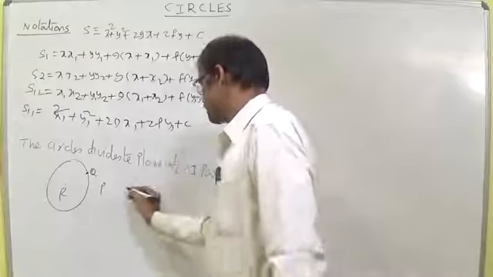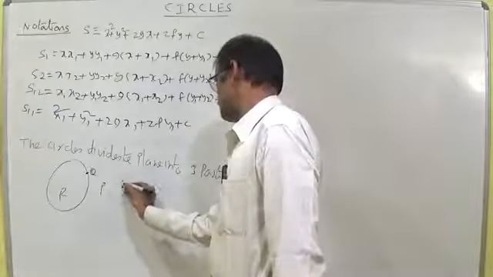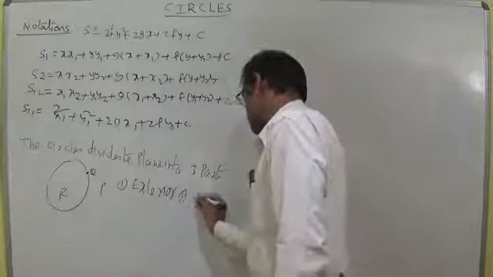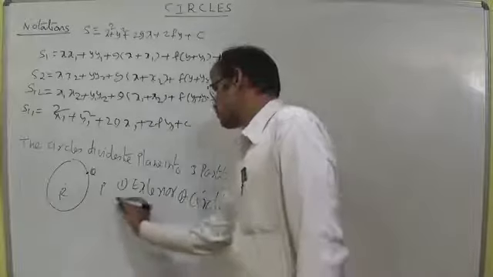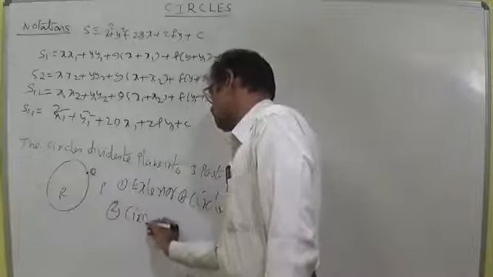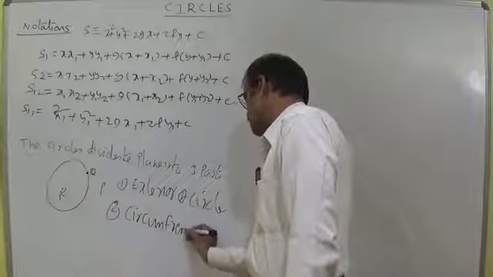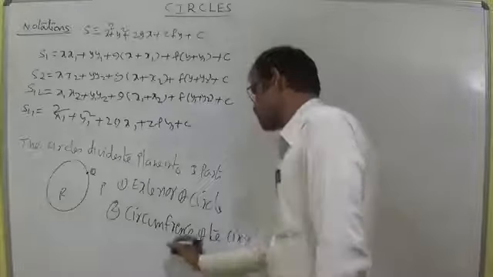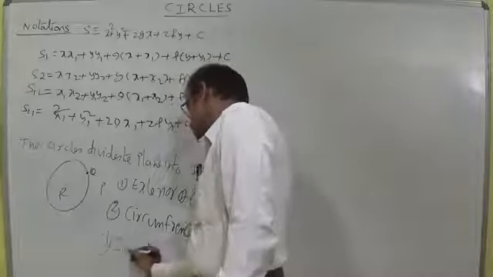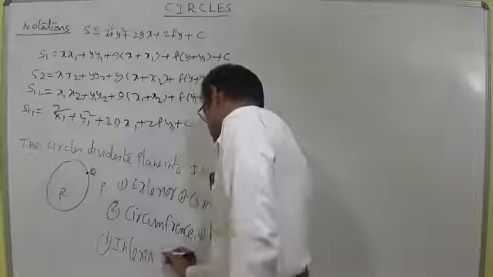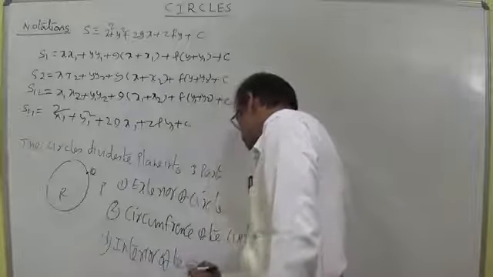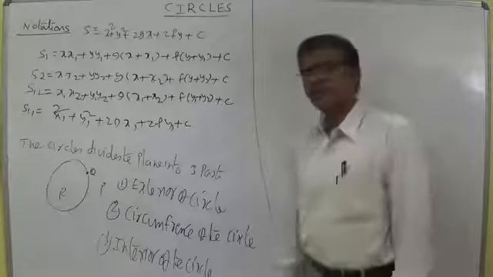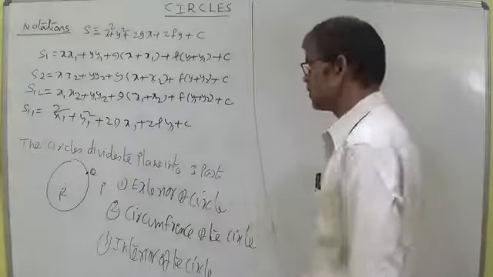So I am writing here like this. Three parts. First one, exterior or outside of the circle, example P. Second one, on the circle, that is the circumference of the circle; the point lies on the circle. Third one, interior of the circle. The circle divides the plane into three parts: first exterior, second circumference, third interior.